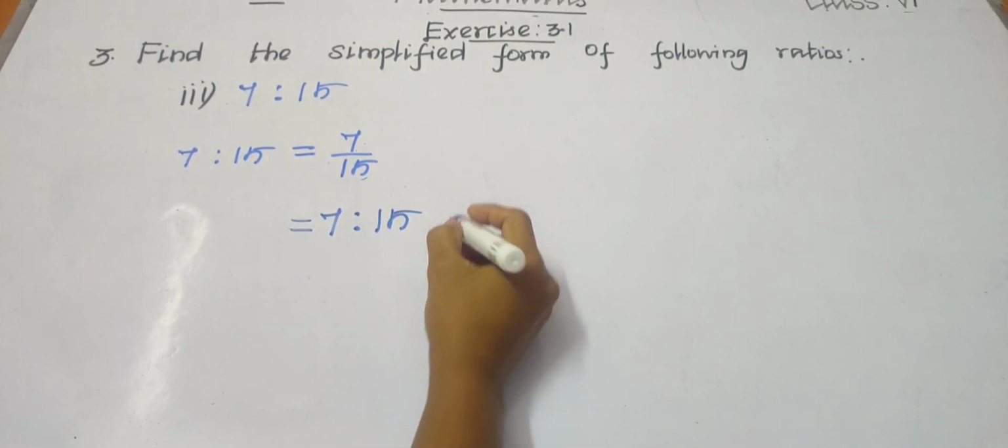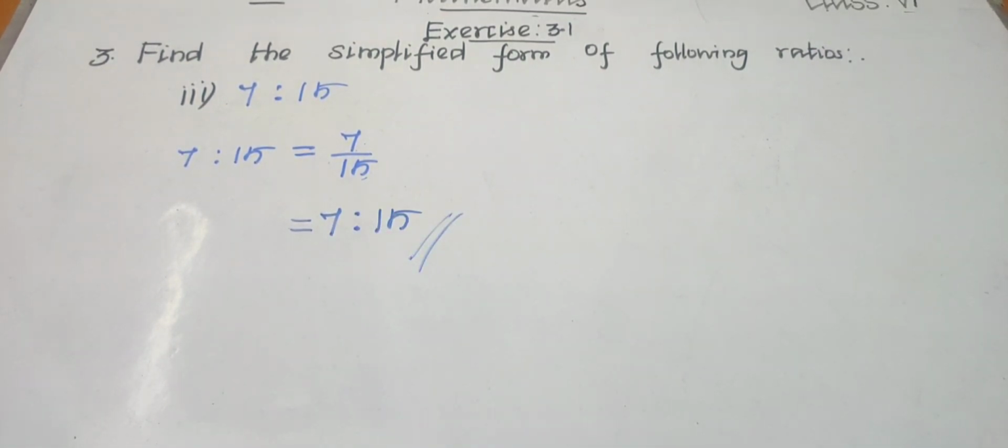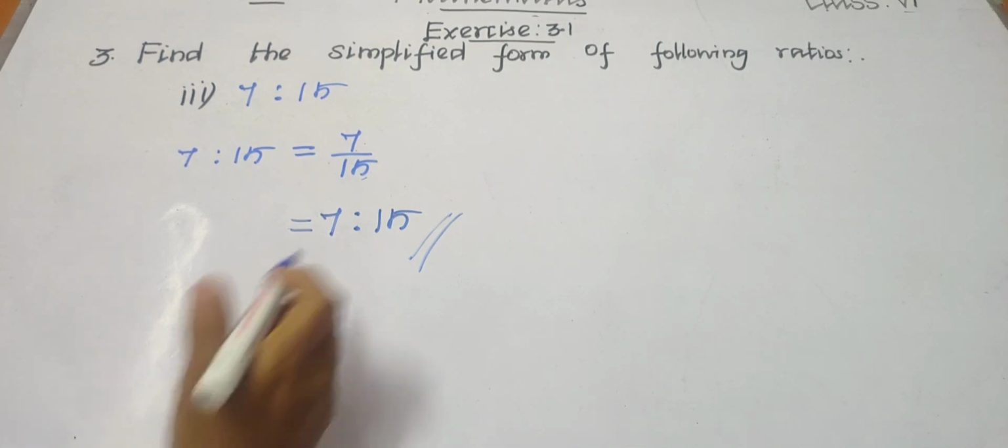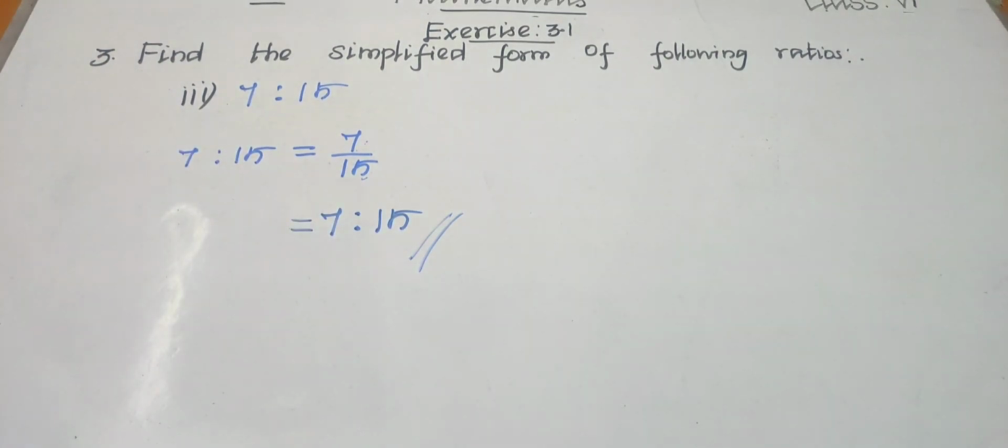Children, copy this in your notebook. So the same question is the answer. Why? What is the reason? Because 7 and 15 will not come in the same table. So the same question is the answer. Is it clear, children?